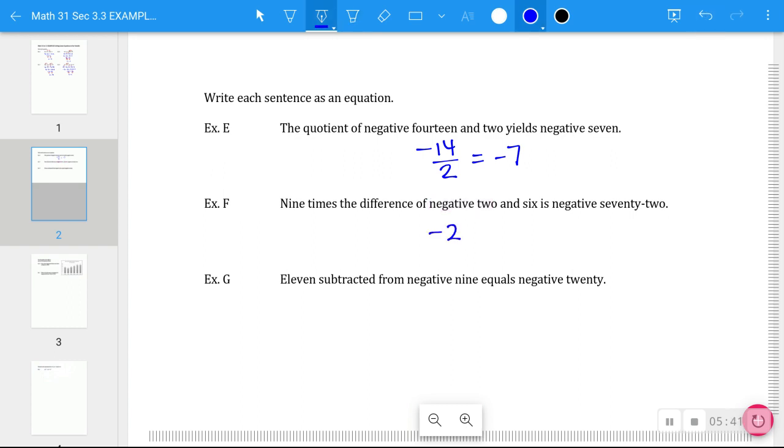Negative 2, and we're subtracting 6. And that whole amount is supposed to be multiplied by 9. 9 times that difference. The word "is" translates into an equal sign. Negative 72.